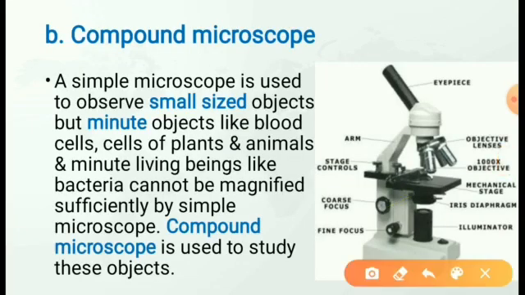Compound microscope. This is a picture of a compound microscope. A simple microscope is used to observe small objects, as we have seen. But minute objects like blood cells, cells of plants and animals, and minute living beings like bacteria cannot be magnified sufficiently by a simple microscope. So a compound microscope is used to study these objects.